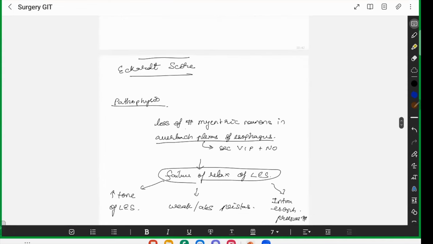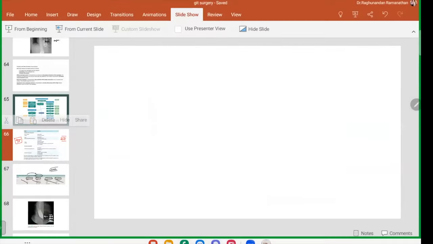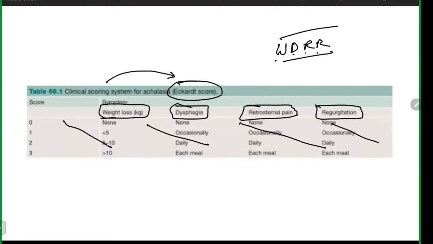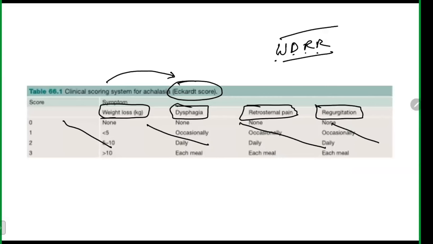Then you have this one particular scoring that is called the Eckardt scoring. What is Eckardt scoring? My dear, listen to me. Eckardt scoring is nothing but, is my screen visible? Just a minute. Yeah, what you have to remember here is not those values. There are 0, 1, 2, 3, 4 gradings, plus what are the components? So this will be asked as a question. So I remember it as WDRR. W stands for weight loss, D stands for dysphagia, R stands for retrosternal pain and regurgitation.